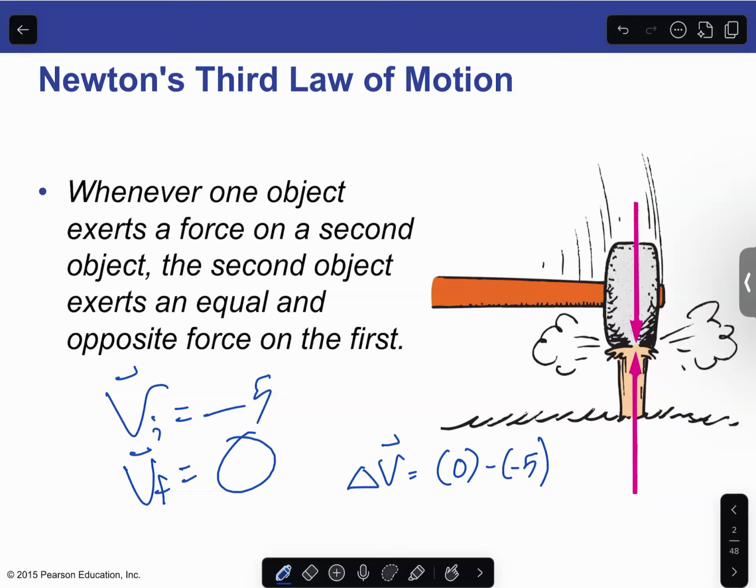That is a positive change. Negative becoming zero is a positive. What do you have to do to your bank account if you're in debt and you want to get to zero? You have to add money. You have a positive change.